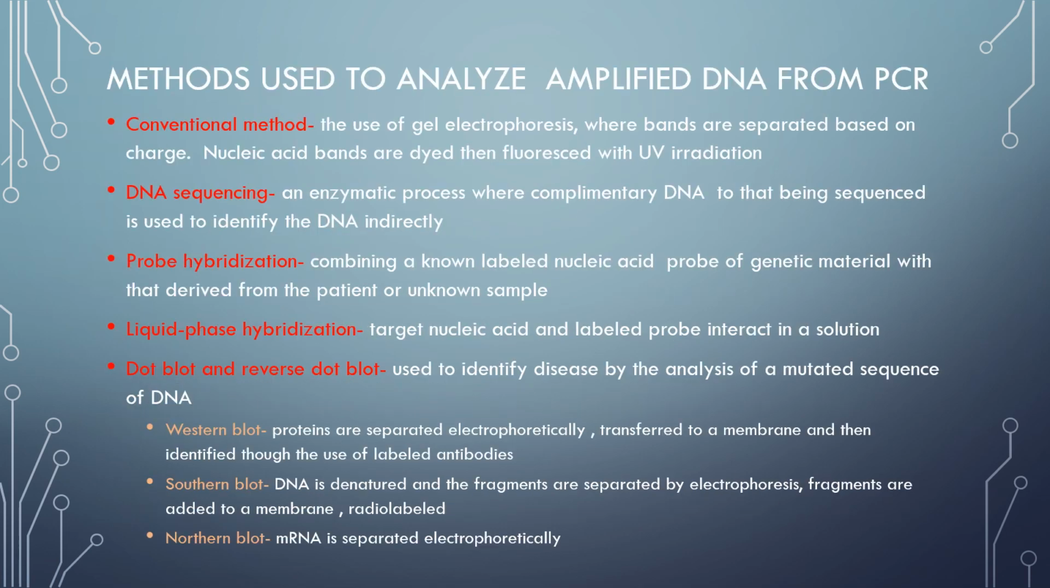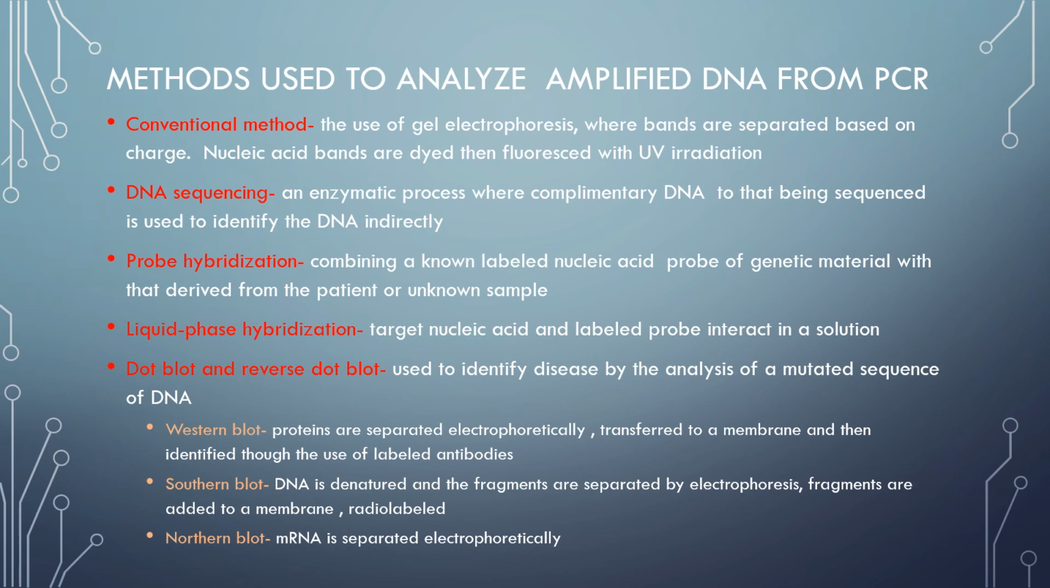Remember, amplification by PCR in microbiology is used to diagnose bacterial, viral, fungal, or parasitic infections, or to determine bacterial resistance. So that's how we use PCR in microbiology. In a conventional method, we use gel electrophoresis where bands are separated based on charge. Nucleic acid bands are then dyed and fluoresced using UV irradiation.